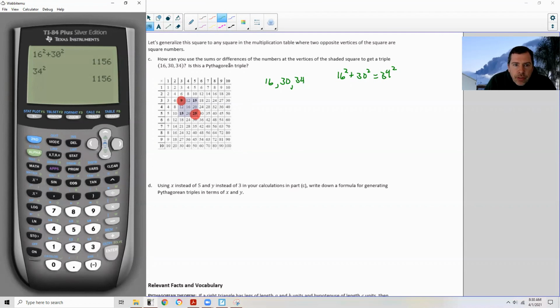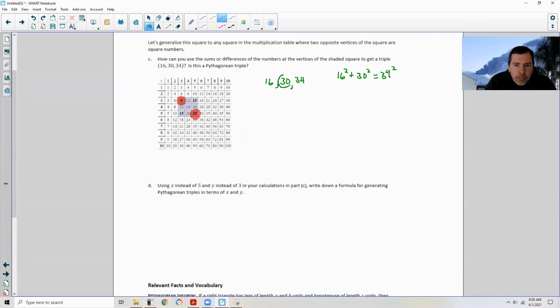So how can you use these sums or differences? So what did we do? Add the top right, bottom left corner. That gives us the middle term. Take this minus this, which is 25 minus 9, comma, 15 plus 15, comma, 25 plus 9. All right, so you add the two that are equal, and you add and subtract the other two, and that gives you the three numbers. And yes, this is a Pythagorean triple.